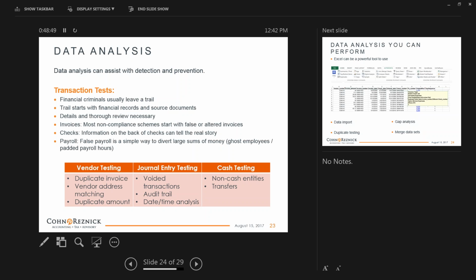They're not coming from the cash receipt system. These are entries that are posted as journal entries to the cash accounts. Should be very seldom, should be very infrequent, and there should be an explanation for every single one of those transactions that occurs.